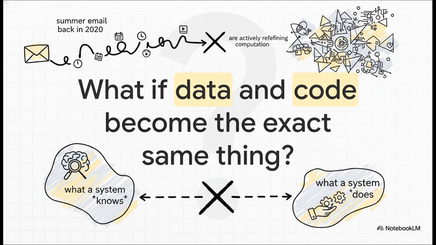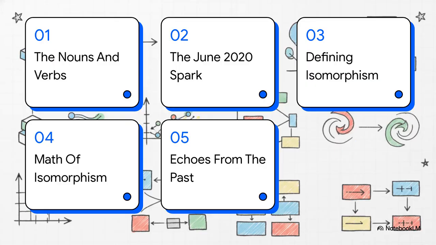We're going from a seemingly simple summer email back in 2020 all the way down to the complex fractal mathematics that are actively redefining computation today. So think about this. What actually happens when the boundary between what a system knows and what a system does completely vanishes? All right, here's our roadmap for today's explainer.